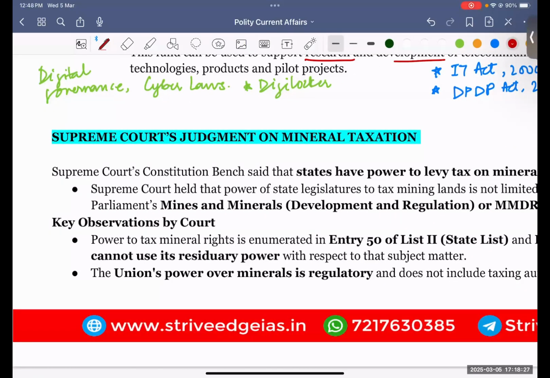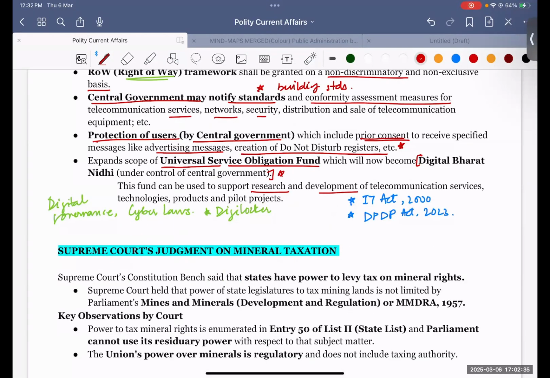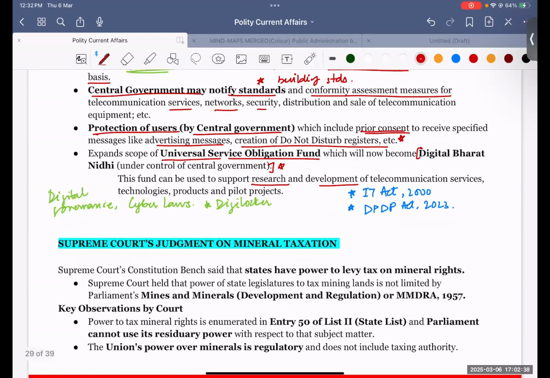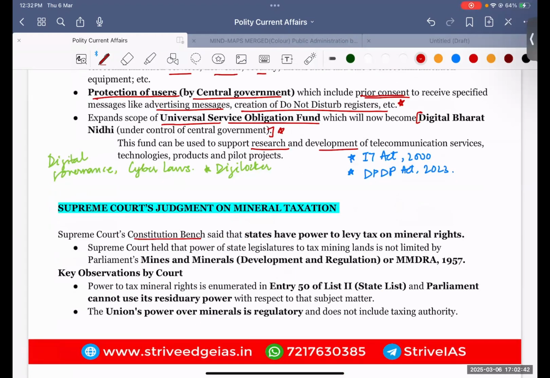Okay. Let us move on to the next subtopic. The next topic is Supreme Court's judgment on mineral taxation. The Supreme Court's Constitution Bench has said that states have the power to levy taxes on mineral rights. The Supreme Court has held that the power of legislatures to tax mining lands is not limited by Parliament's Mines and Minerals Development and Regulation, or the MMDRA Act. So basically what the Supreme Court has said is that the tax collection on mines, this power lies with the state government.